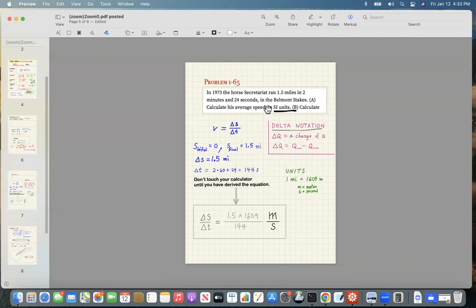It probably says compare the two numbers. That might mean what's the ratio. I'm not sure what that means, but anyway, you should be able to tell from the statement of the problem what you're going to put in the answer box for part B. All right, any questions? I don't see any questions, but be sure you understand this delta notation. Read about that carefully in the textbook.